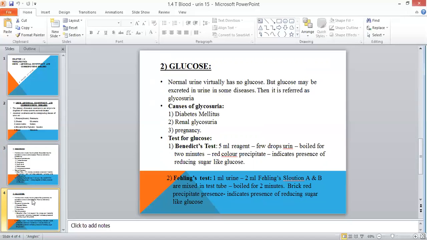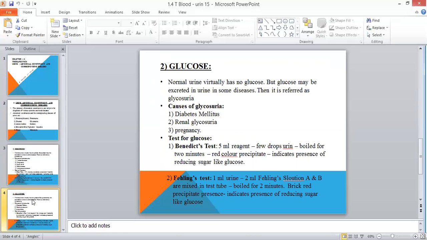Now, the test of glucose. Normally, urine does not contain glucose, but glucose may be excreted in urine in some diseases. Then it is called glycosuria. Now, the definition. Glycosuria is defined as excretion of glucose in urine which is detectable by Benedict qualitative test.